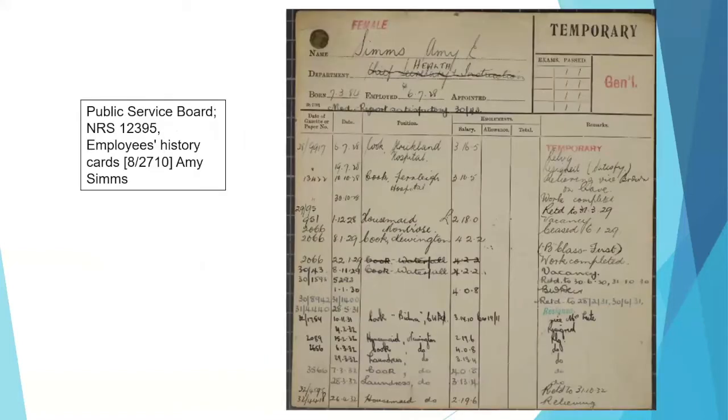Our next example is an employee history card from the Public Service Board. So this is Amy Sims. She had worked for a few different departments over time. So we can see up the top there, she was born in 1884, first employed in 1928. She had started with the Chief Secretary and Instruction Department. Then they've changed it to health over time. And you can see here, looking at her list of positions.